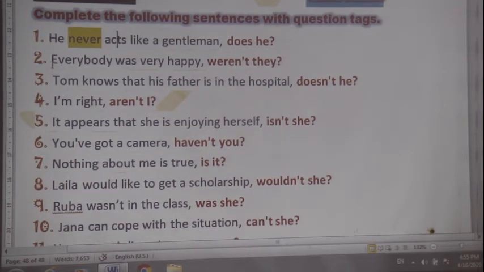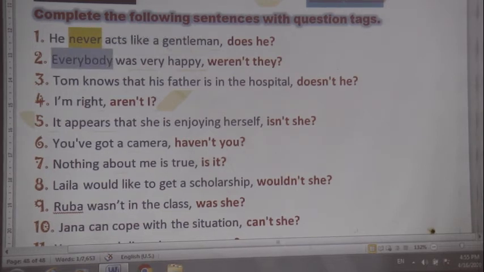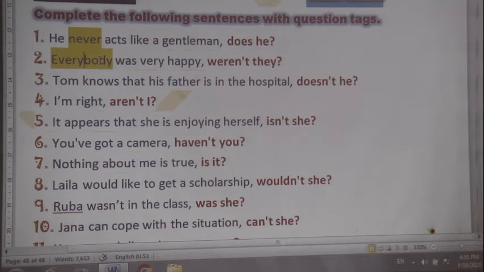Now again, everybody, another important note for you here. Why? Because here we have an indefinite pronoun, and in this case we replace it with they. Everybody is replaced with they. Pay attention. And here it is a positive statement, as you can see. Everybody was very happy, so it's a positive statement. I need a negative question tag, but pay attention, we need subject-verb agreement. So when you use they, use were, not was. Invert because you are making a question, and here it will be, in this case, weren't they? Everybody was very happy, weren't they?